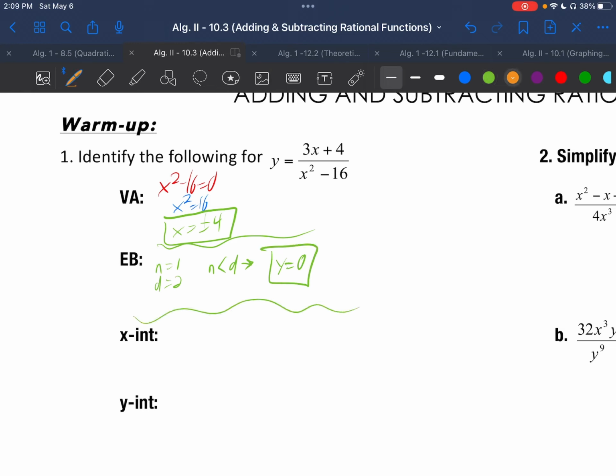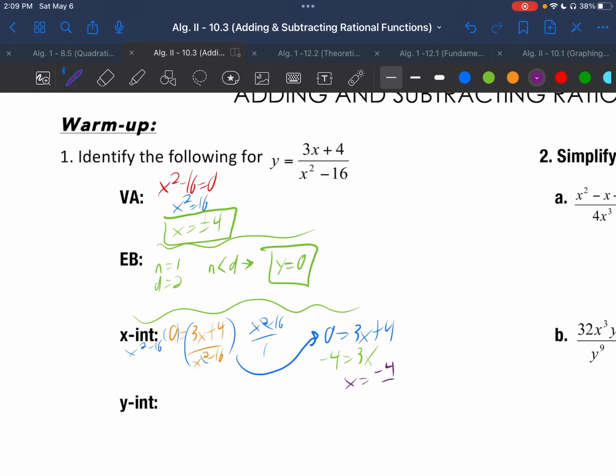An x-intercept can be found by making y 0. You would then multiply by the denominator. That results in 0 equals 3x plus 4. Subtract 4. Then divide by 3 to get x equals negative 4 over 3, which would give us a point, negative 4 over 3, comma 0, which is the same thing as negative 1.3 repeating, by the way.